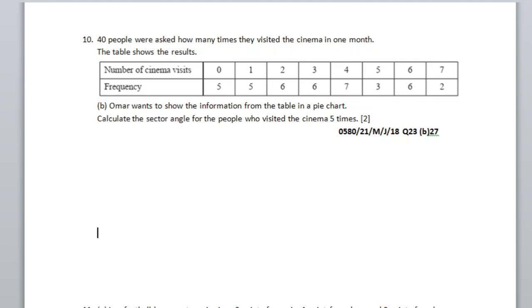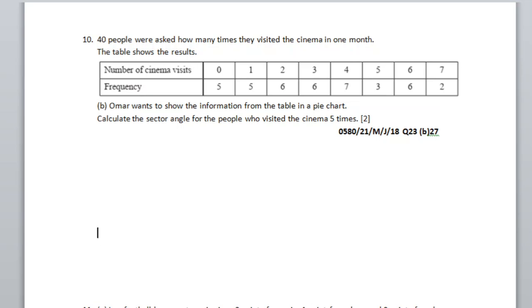Question number 10. 40 people were asked how many times they visited the cinema in 1 month. The table shows the result. Omar wants to show the information from the table in a pie chart. Calculate the sector angle for the people who visited the cinema 5 times.